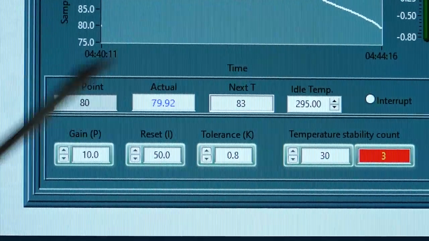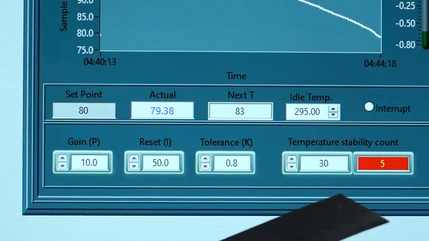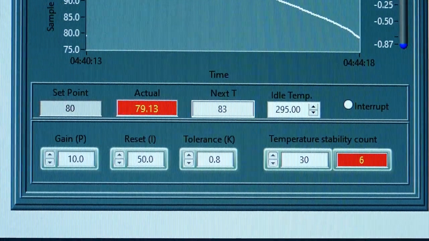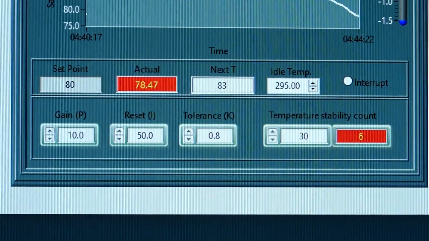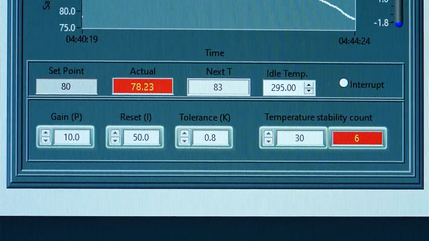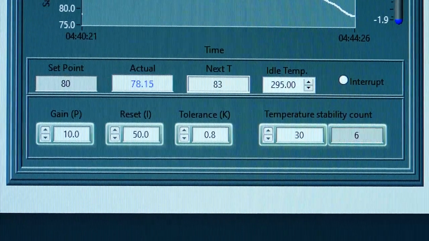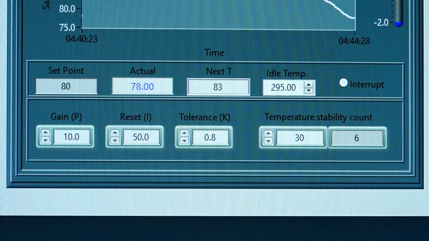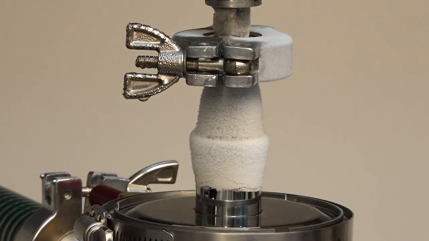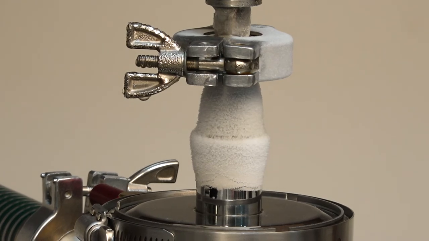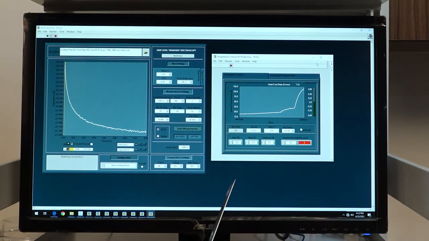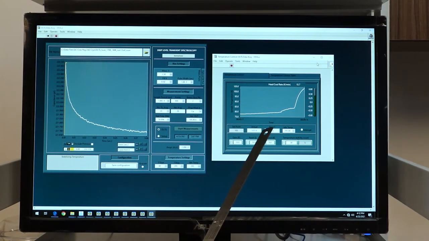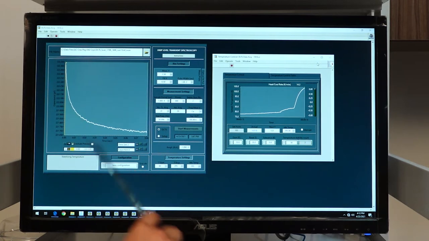We can see that it has entered into that tolerance window and the temperature stability count has started to increase. It will wait up to 30 counts for the temperature to stabilize, and then it will start taking transient measurements. Okay, now we see that we have reached 80 Kelvin and we have started recording the DLTS transients.